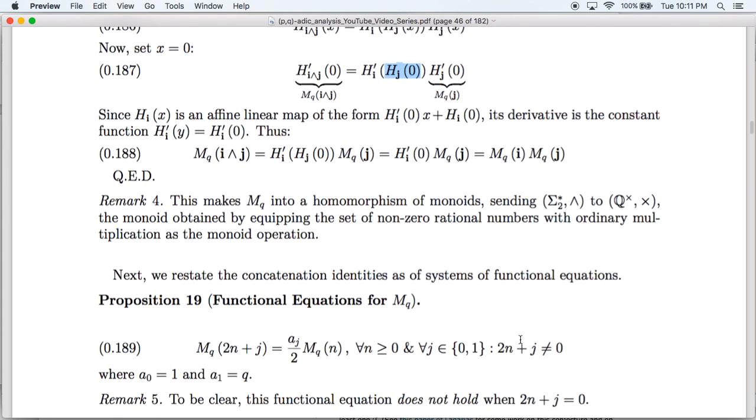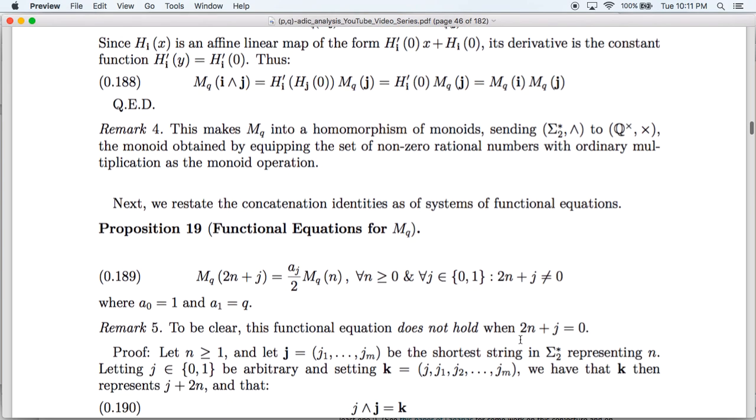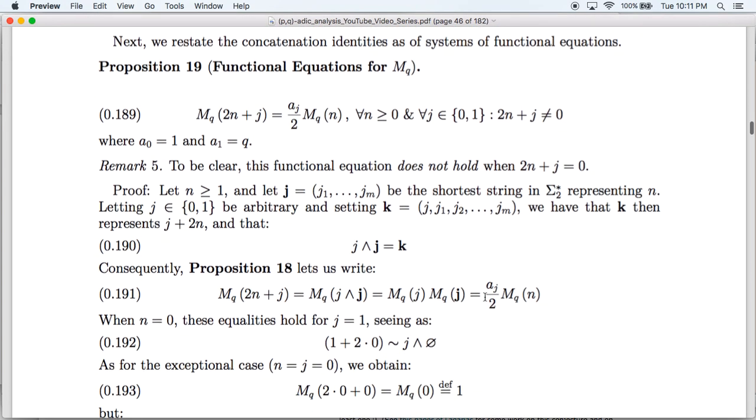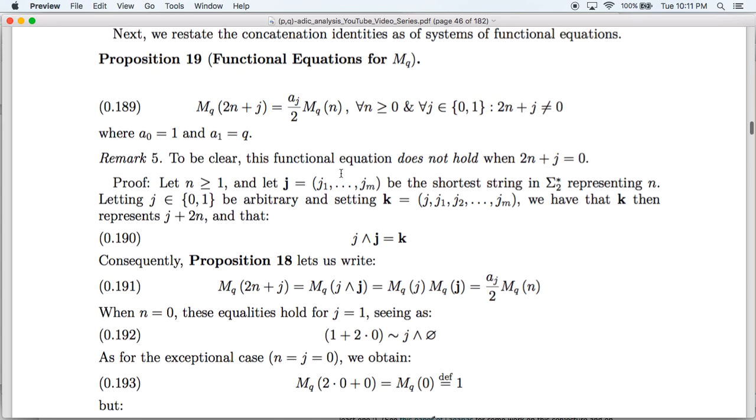Now we're going to restate these functional equations as systems of functional equations. And here, this is where 2n plus j is equal to aj over 2. And note, this is not going to work when 2n plus j is equal to 0. So we need to have 2n plus j is non-zero. And here aj is 1 when j is 0, and is q when j is 1.